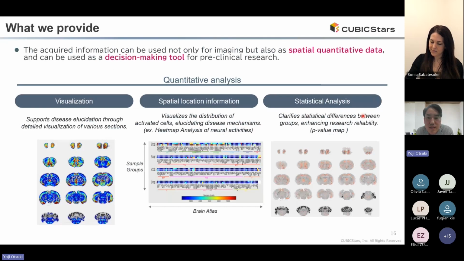And beyond imaging, we also provide a full analytical pipeline. So our platform supports data visualization and also spatial location information, and also the statistical quantification. So we identify how many cells or how many signals and where it is, and we can compare between the group of the samples.